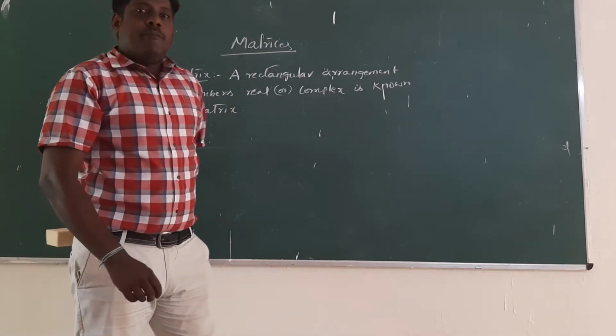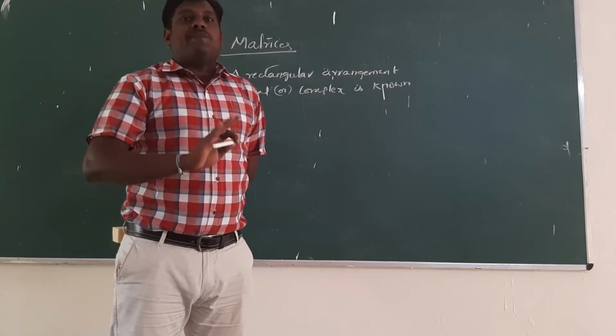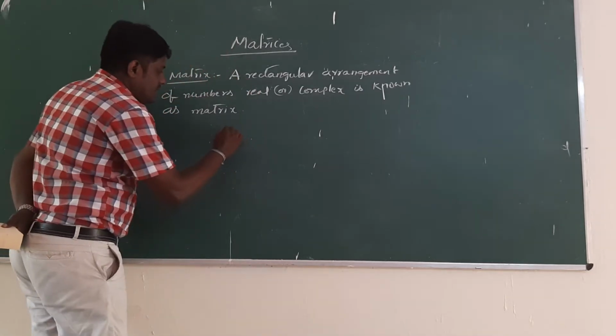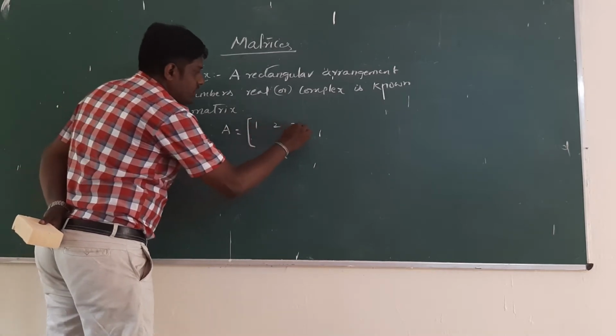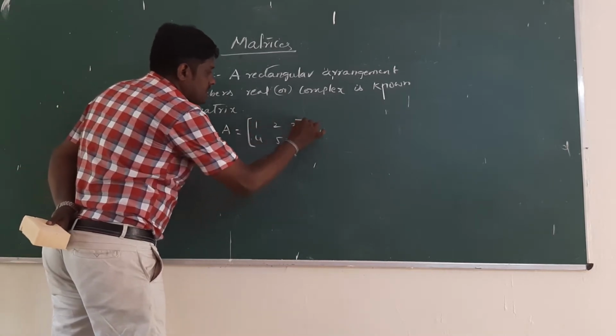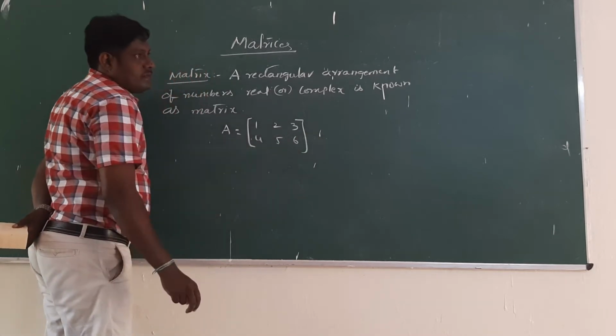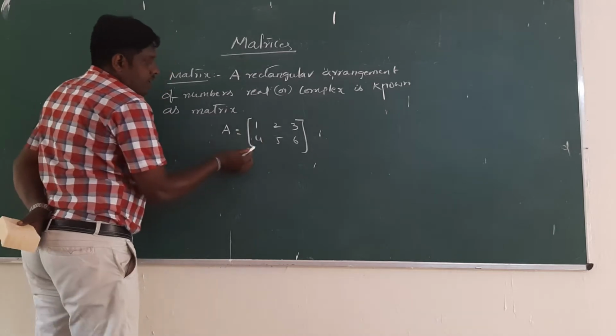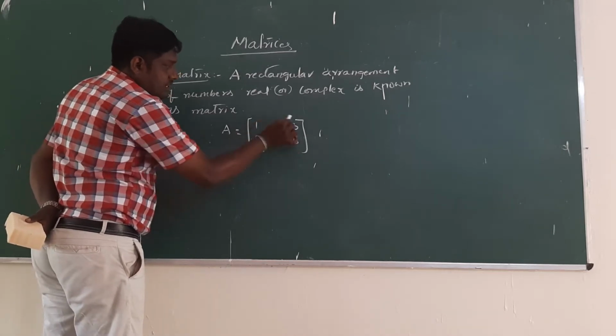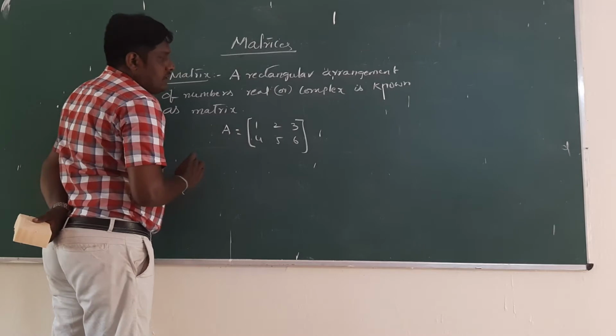Generally, matrices are denoted with capital letters, like this: capital A, 1, 2, 3, 4, 5, 6. This is called a matrix. Here, in the matrix, the numbers are called elements. These all are called elements.